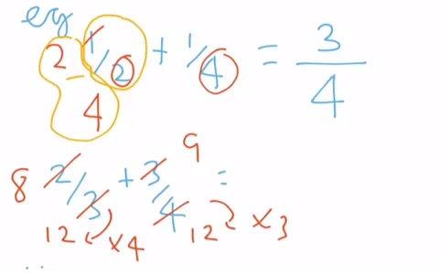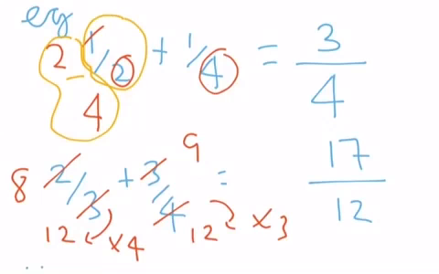Now in my answer, I'm going to have the same denominator, the common denominator, which is 12. And the top of the fraction, well, now I just add the two numerators. So the 8 over 12 plus 9 over 12. So the 8 plus the 9 is 17 over 12. And that is my answer.